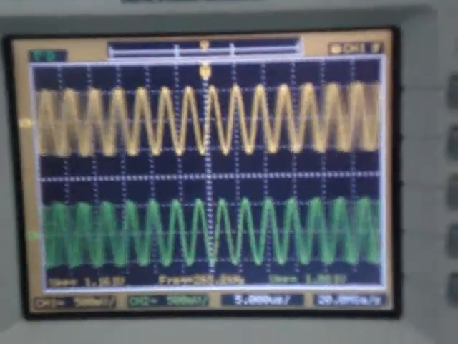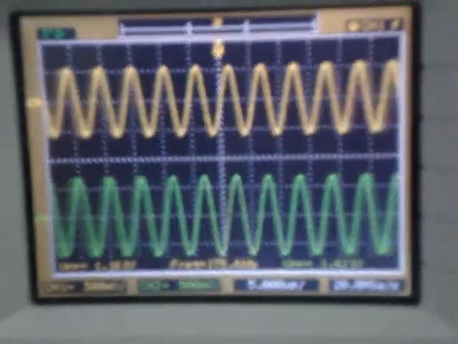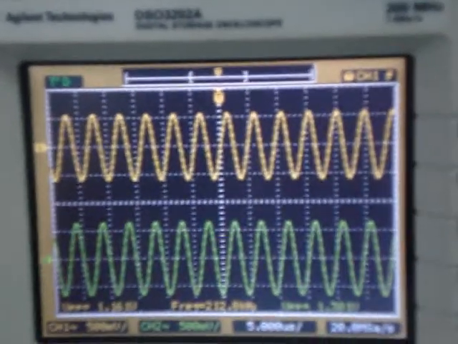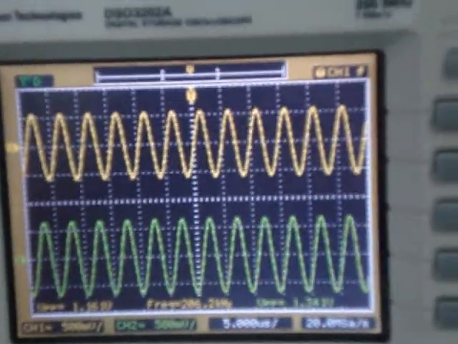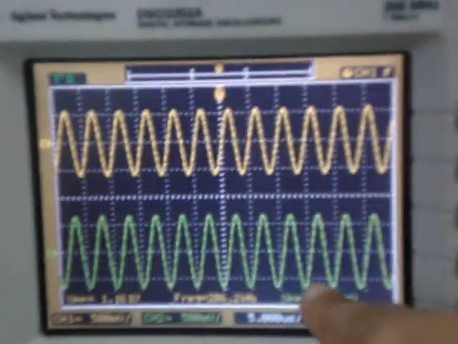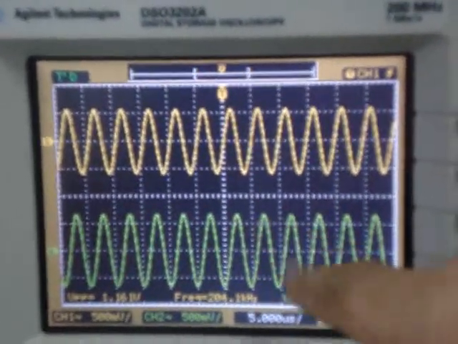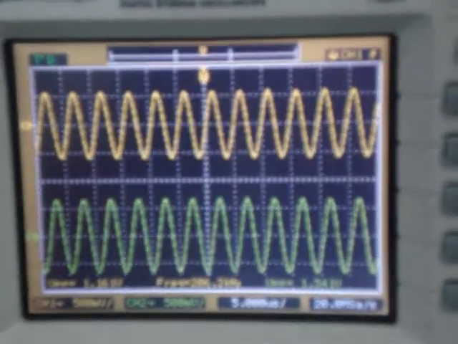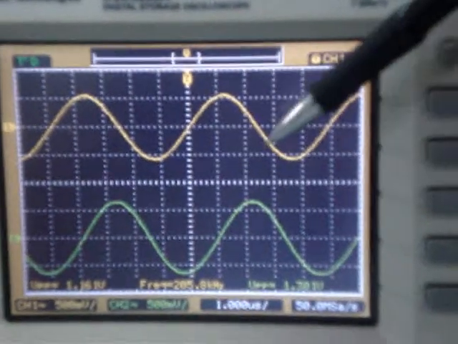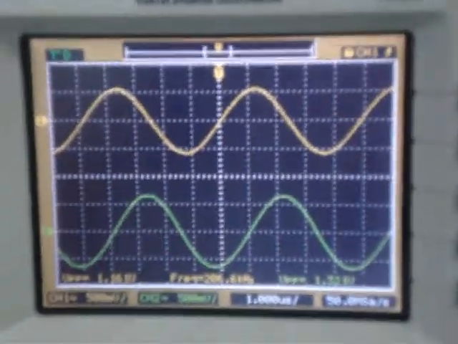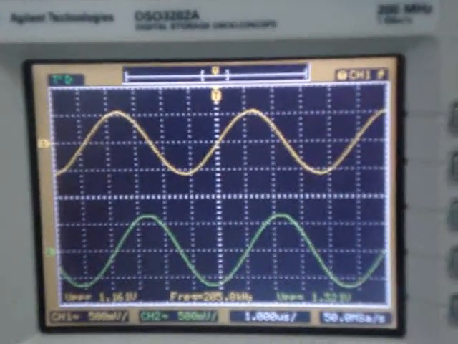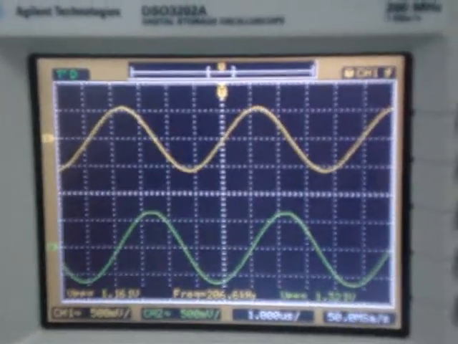Now let us see at cutoff frequency what we get. Practically we get the cutoff frequency to be 200 kilohertz. At 200 kilohertz we see that the gain is high and the phase difference is more. Doing a small calculation, we can conclude that the phase difference here is about minus 72 degrees. That is lagging by 72 degrees. The output lags the input by 72 degrees.